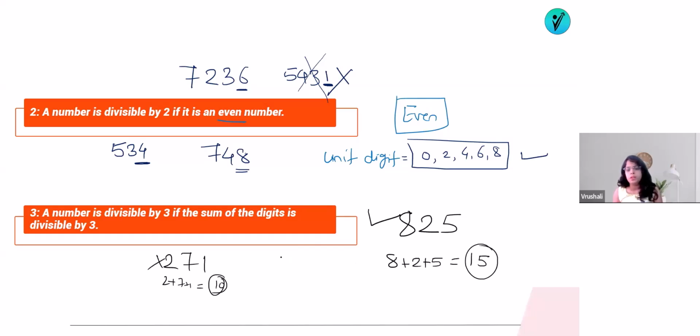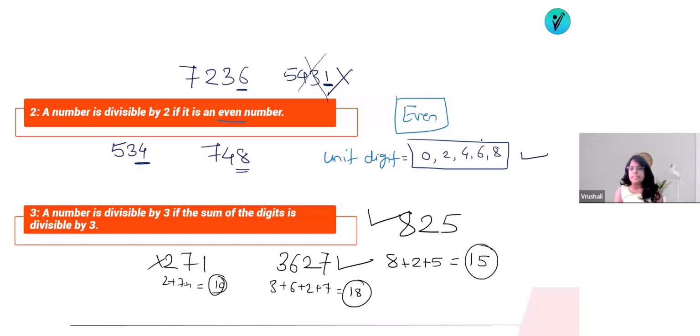Suppose I take the number 3627. What will you do? 3 plus 6 plus 2 plus 7. 3 plus 6 is 9, 7 plus 2 is 9, and 9 plus 9 is 18. Now I know 18 is divisible by 3, so this number will be divisible by 3. That's it. Easier. I hope you are getting it.